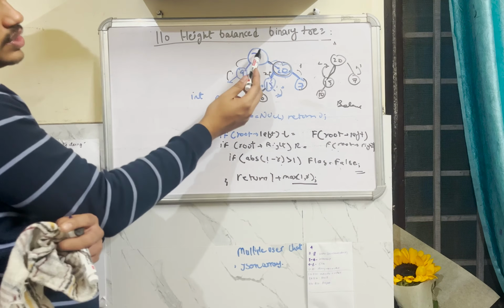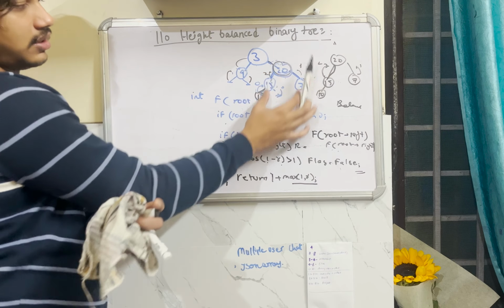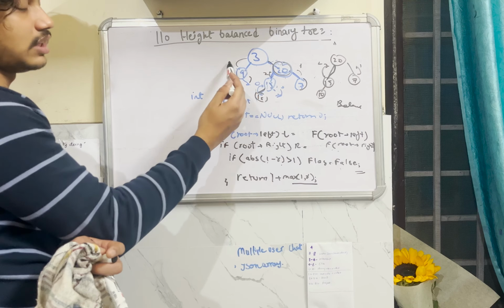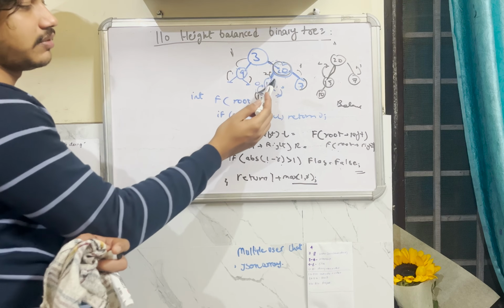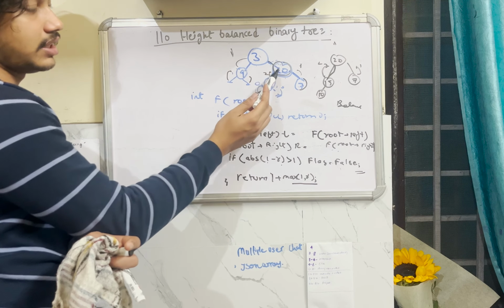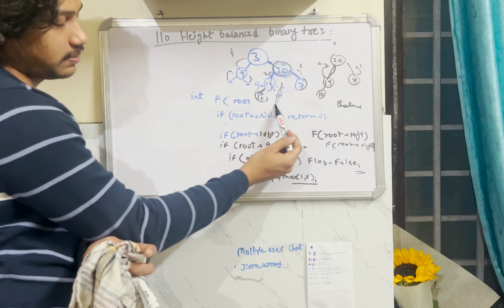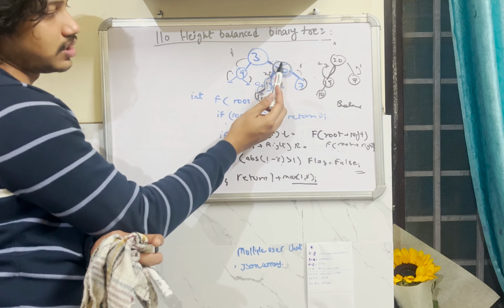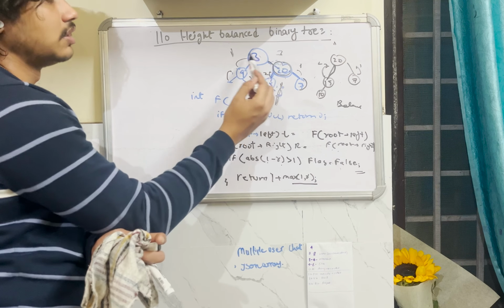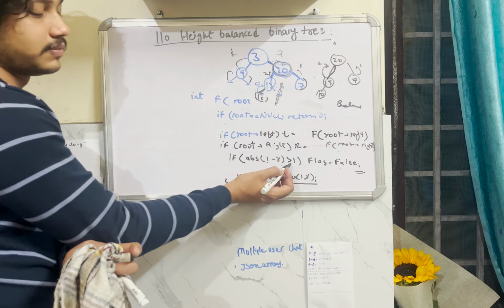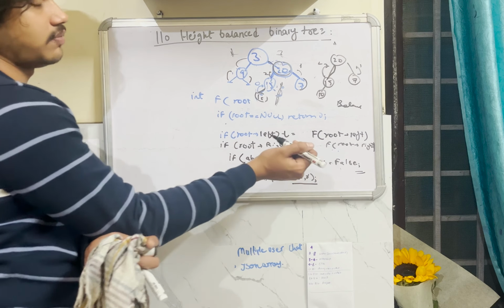So this parent wants to check if this left hand side and this right hand side is balanced or not. Left hand will be giving you 1, right hand will be giving the maximum depth, which is 2 because of this node depth, plus 1 which is this node also. So it will give you 3. So 1 minus 3 will give you absolute 2, which is greater than 1. So flag will be set false.